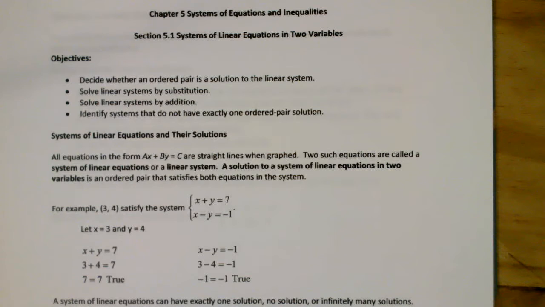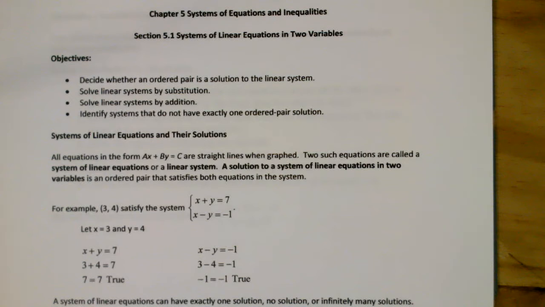It could be a system where there is no solution that exists, or there could be infinitely many solutions that exist. Okay, so we'll start with systems of linear equations and their solutions. All equations in the form of ax plus by equal to c are going to be straight lines when you graph them on the coordinate plane. Two such equations are called a system of linear equations, or in short, a linear system.